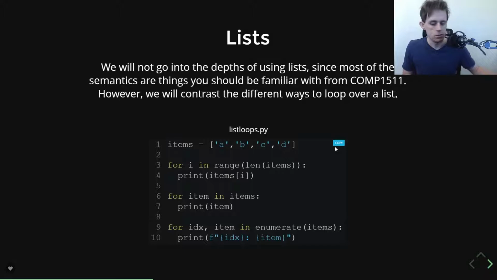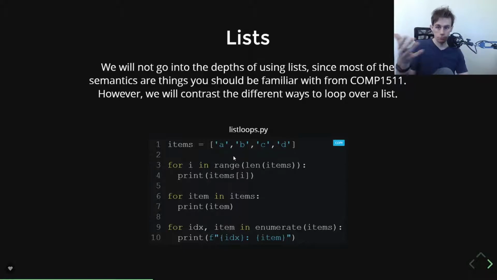One thing about lists, though, that we did gloss over a little bit last week is just how to loop through lists, because looping's a pretty hard thing to get right. And last week we talked about how you can do a C-style loop where you essentially do for i in range the length of the items, and then you print the items. But there's actually two other kinds of loops here.